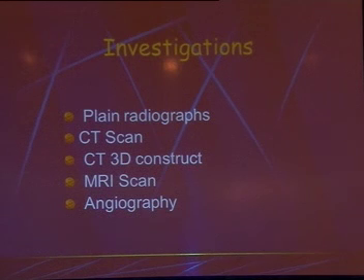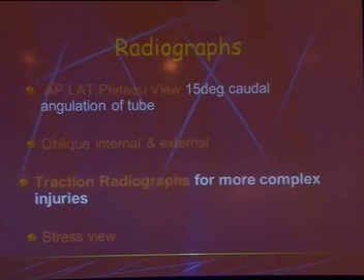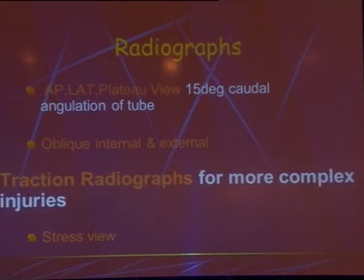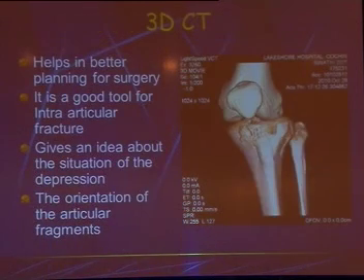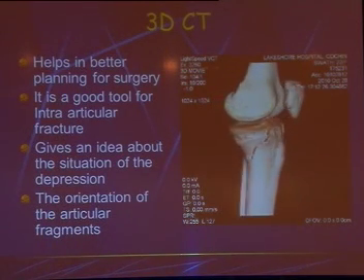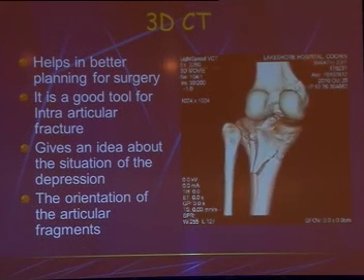Investigations, again, plain radiograph, CT scan, 3D construct, MRI, angiography. And in the radiograph, the traction radiographs is very important, especially if you don't have CT facilities. This is the 2D CT axial and coronal system and the 3D CT. It helps in better planning for surgery.